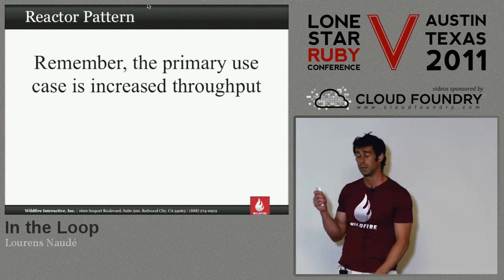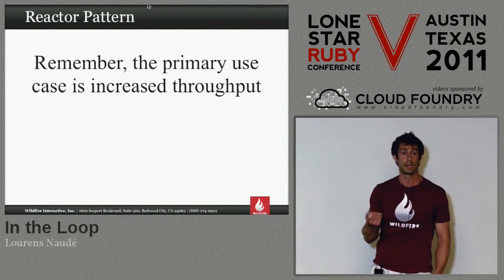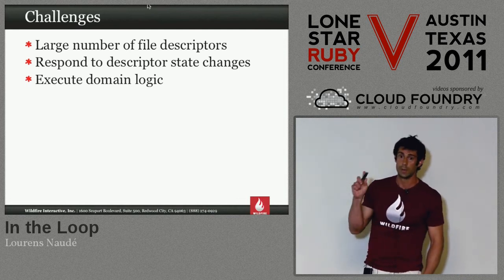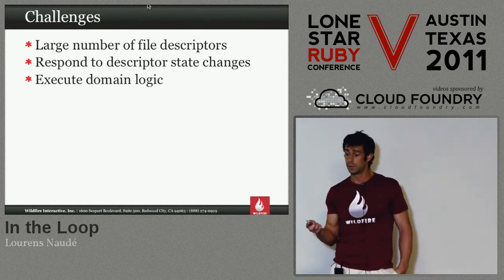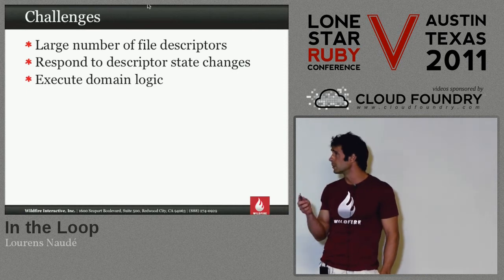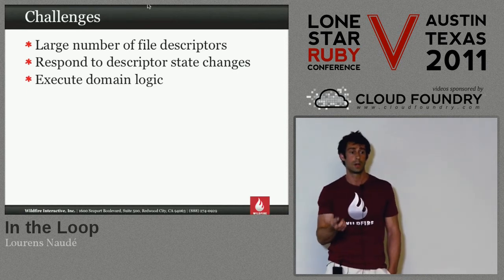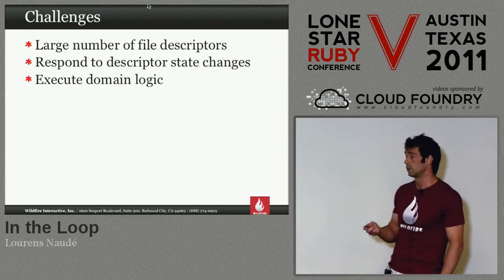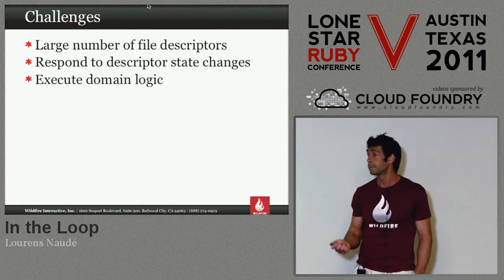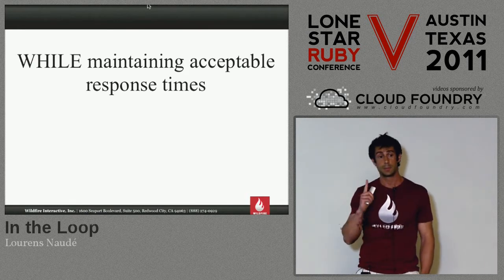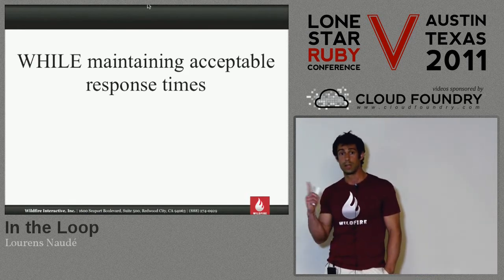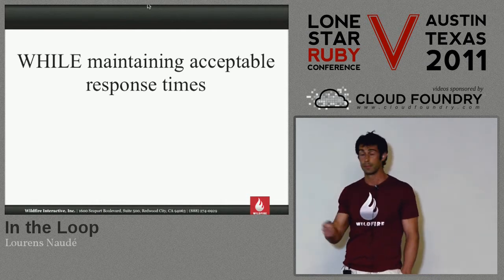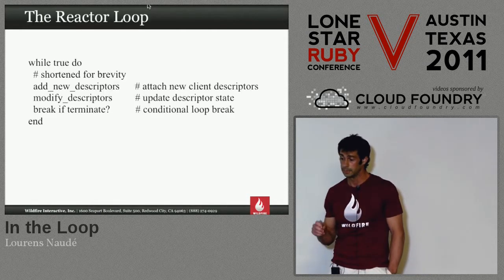So remember, the primary use case earlier for the reactor pattern is increased throughput, which presents us with a number of challenges where we need to work with a large number of file descriptors. We need to be able to respond to their state changes, so we need to know which subset is readable and which subset is writable, and then execute our domain logic against that, while maintaining acceptable response times for all the other clients as well. Remember, it's not about a particular single request, but about servicing lots of different clients.